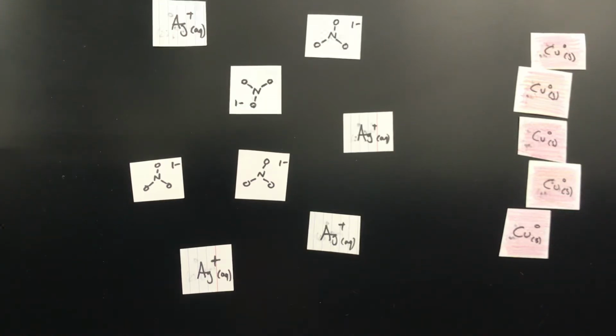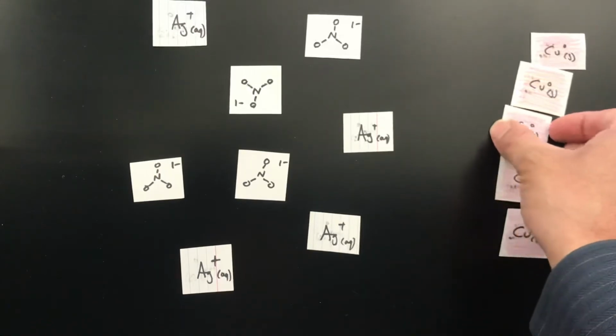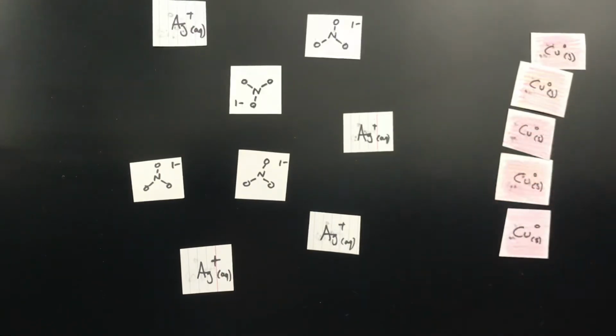This is a model of the silver nitrate and copper reaction. Over here we have solid atoms of copper. You'll notice that they have a charge of 0 because they're in their elemental state.